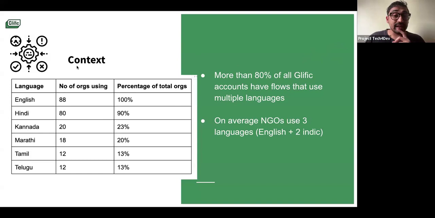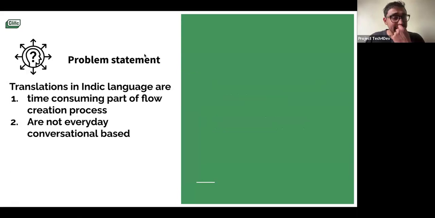This is a snapshot from a couple of months back. The type and number of languages have changed a little bit, but this will give you a rough idea. Hindi, Kannada, Marathi, Tamil, Telugu are the top five languages being used apart from English. With that context, the problem statement was twofold. One is translations: since all the flows have translations, getting the translations into the flow is an extremely time consuming process.